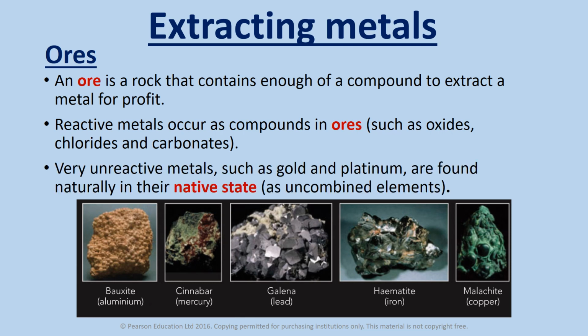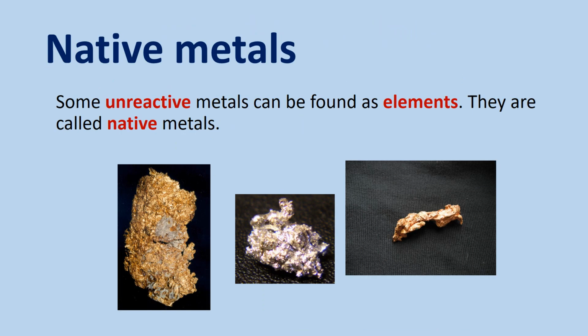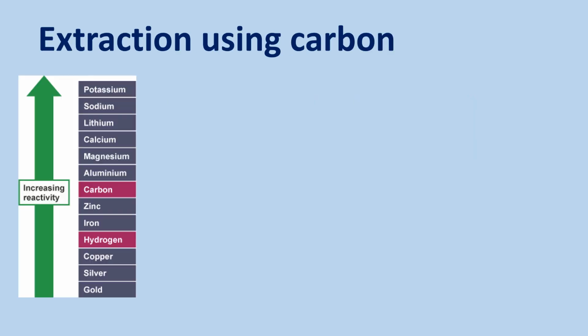But very unreactive metals such as gold and platinum are found naturally in their native state as uncombined elements, just lying about in gold and platinum mines. So unreactive metals can be found as elements and they're called native metals. Gold, silver and platinum can be dug up. All other metals have to be extracted from rocks or seawater.